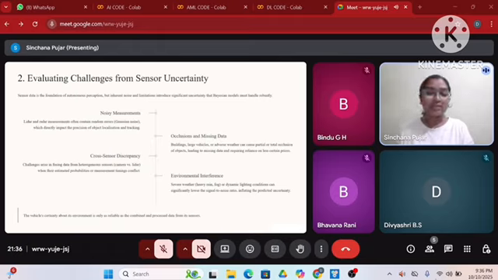Cross-sensor discrepancy: challenges arise in fusing data from heterogeneous sensors, such as camera versus LiDAR, when there are conflicts in estimated probabilities or measurement timings. Environmental interference: severe weather, heavy rain, fog, or dynamic lighting conditions can significantly lower the signal-to-noise ratio, inflating the predicted uncertainty. So the vehicle's certainty about its environment is only as reliable as the combined, processed data from its sensors.